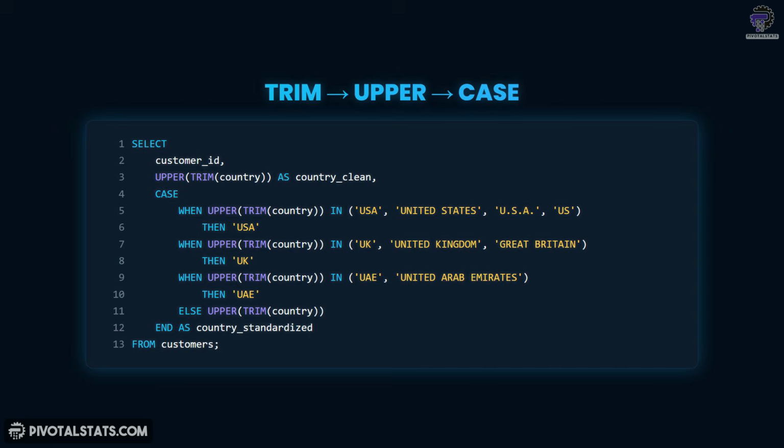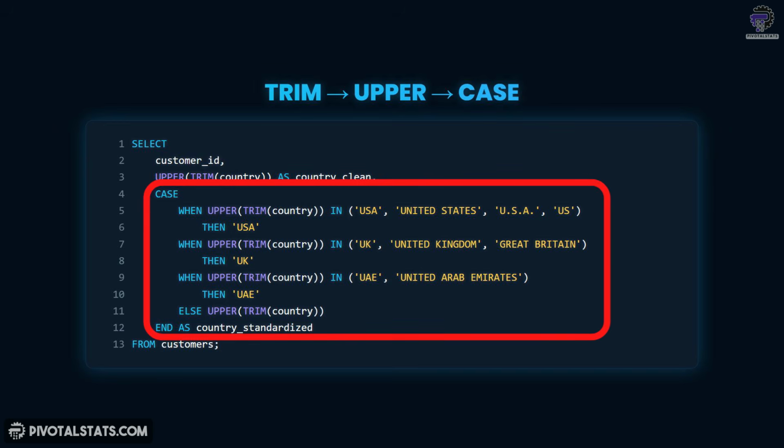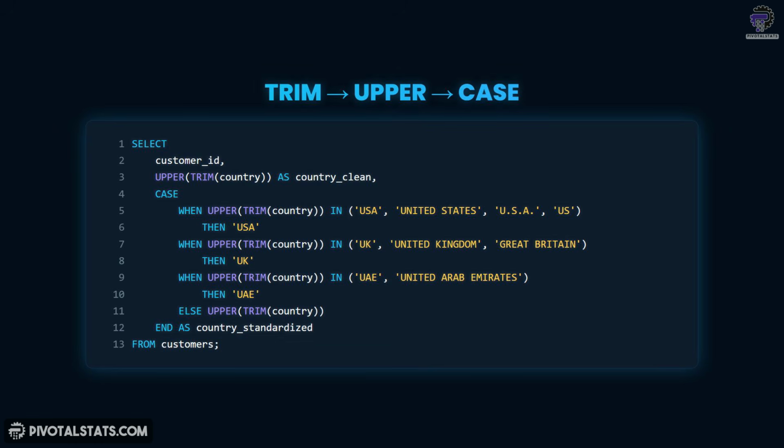Step 2. UPPER. This normalizes the case. So we are comparing everything in uppercase regardless of how it was originally entered. Step 3. CASE. Now that everything is trimmed and uppercased, we can build a mapping. When the cleaned value is U.S.A. or US, standardize it to USA. Same logic for UK and UAE. The ELSE clause is your safety net. Any value that doesn't match your known variants gets returned as is in uppercase.